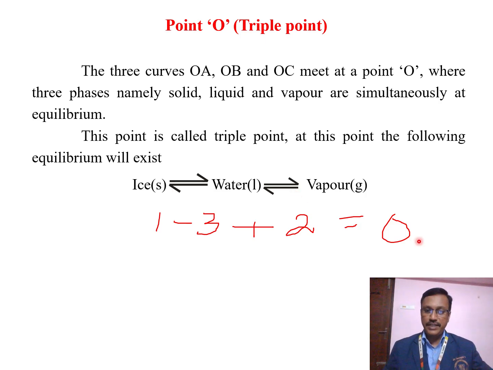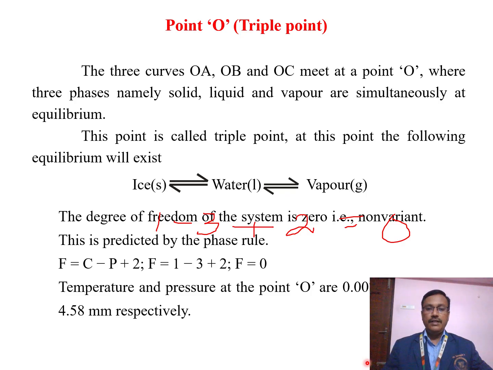Why? Because the temperature is fixed, pressure is also fixed. You can't change the degrees of freedom. Theoretically also it is proven here. The degree of freedom of the system is 0, non-variant. Why? C minus P plus 2, 0. The temperature and pressure at this point are fixed. Temperature is 0.00575 degrees Celsius. Pressure is 4.58 millimeter of mercury. You can't change both the pressure and the temperature. Right? Okay.